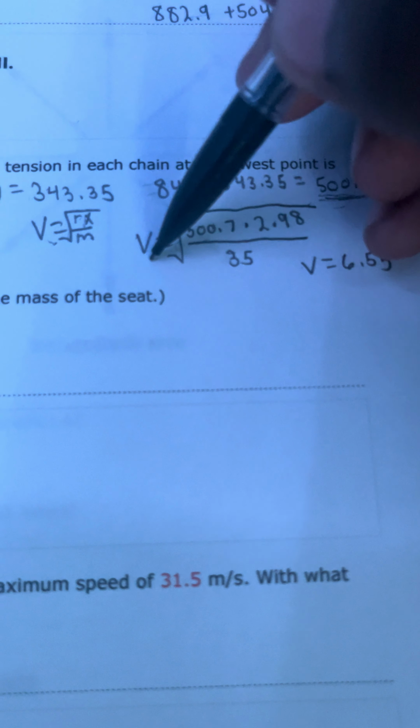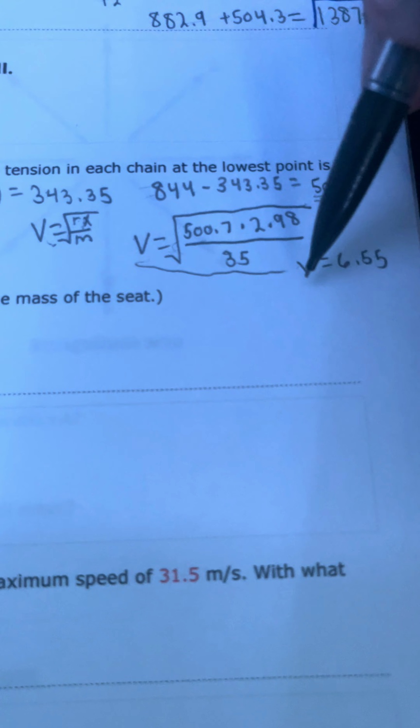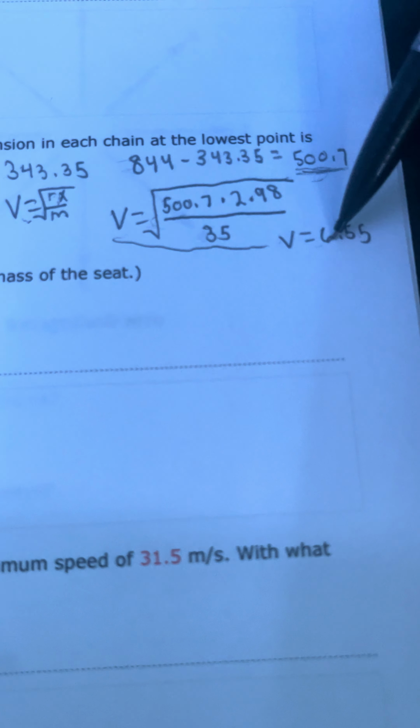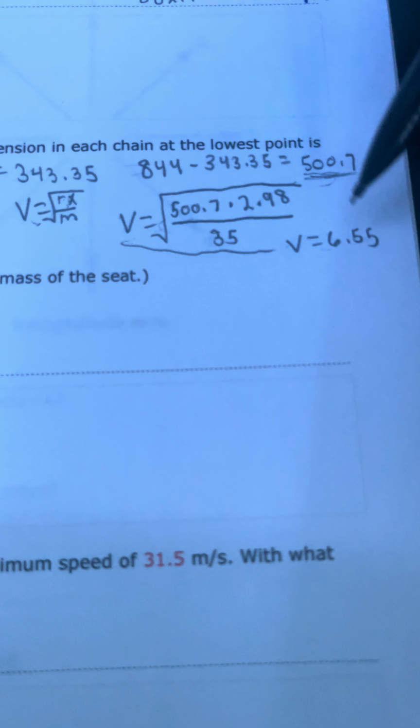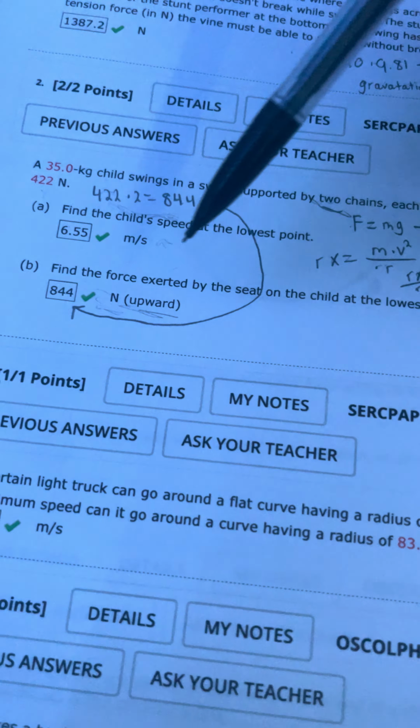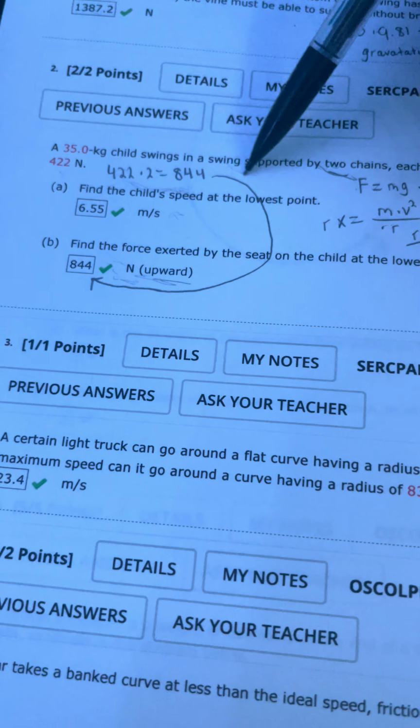Once we sort it out like this, the equation ends up looking like this, and we end up finding that the child's speed is 6.55 meters per second, which we see was the correct answer here. And I already answered the problem for B, which we could just multiply.